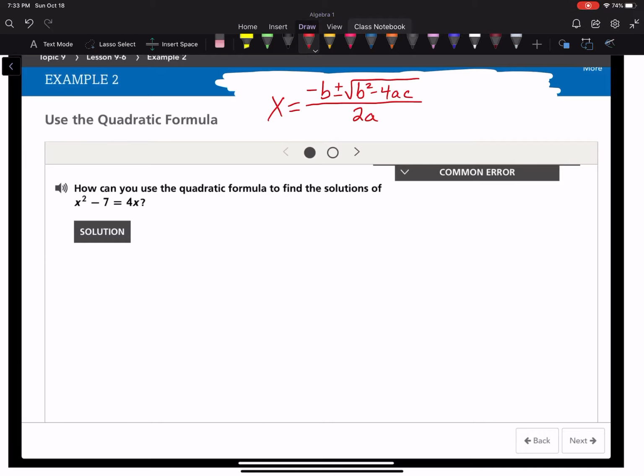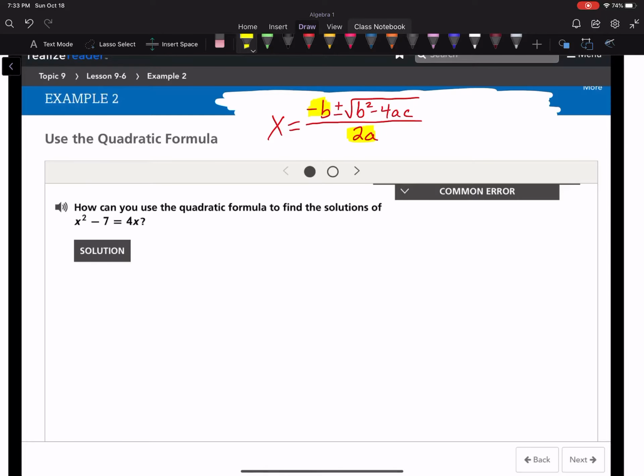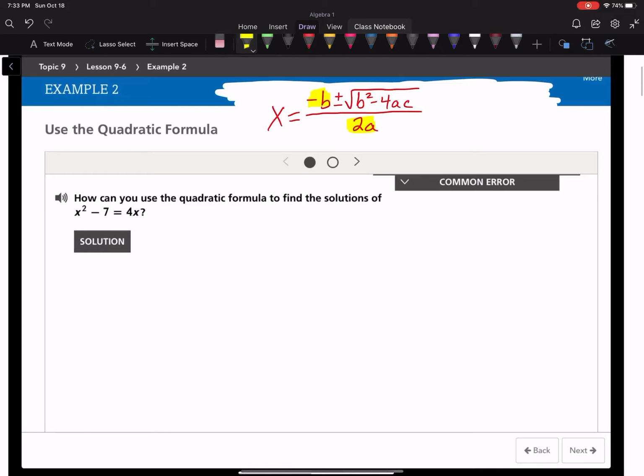If you notice, this part should look familiar, the negative b over the 2a. That was your axis of symmetry formula. So it is part of the quadratic formula. The quadratic formula is on your formula sheet in Algebra 1 for the state test. So you don't have to memorize it, but it is a good idea to have it memorized for the ACT, because they do not give you a formula sheet on the ACT, and they will expect you to know the quadratic formula. So how do we use it?